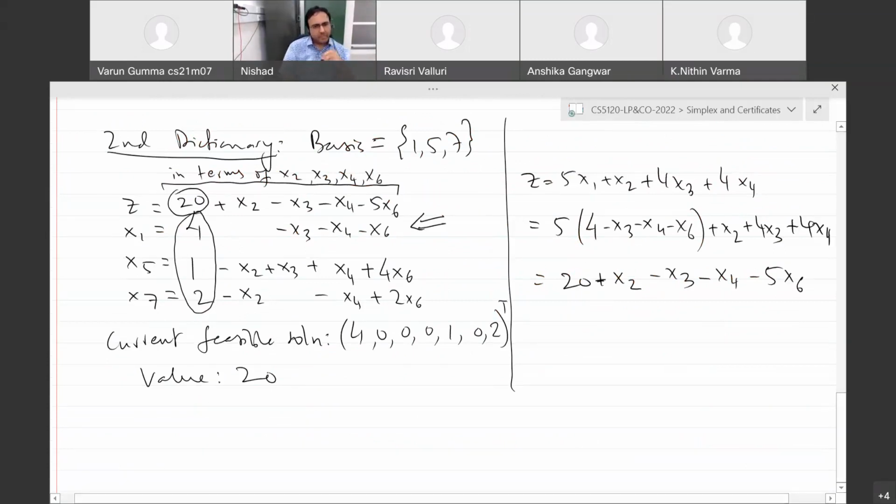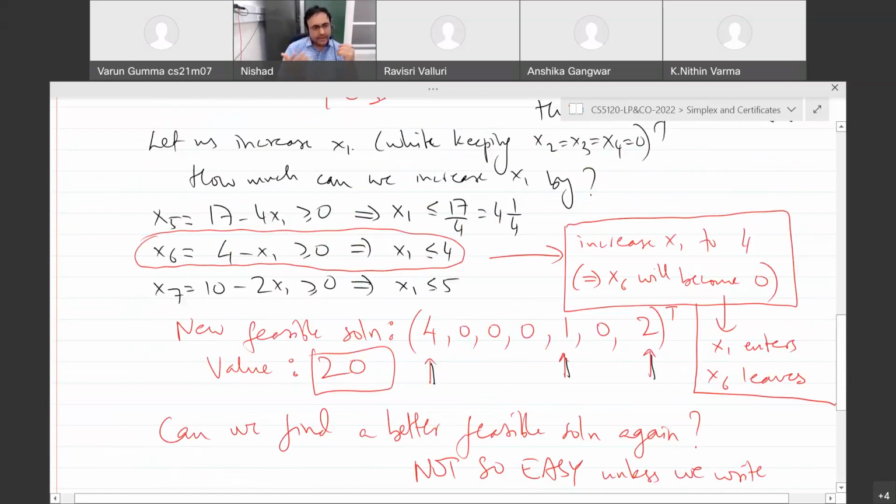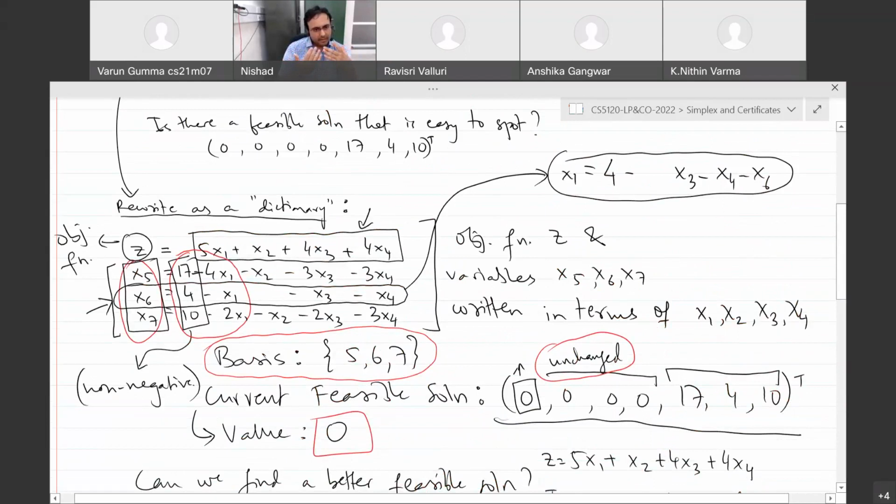Okay, good. Are there any questions or concerns at this point? Does everybody see how we wrote down the second dictionary using the first dictionary by doing a single substitution, which was based on which variable is entering and which variable is leaving? In particular, we looked at the equation for the leaving variable and we wrote the entering variable in terms of the previous variables that were not basic and the new variable that has left the basis.